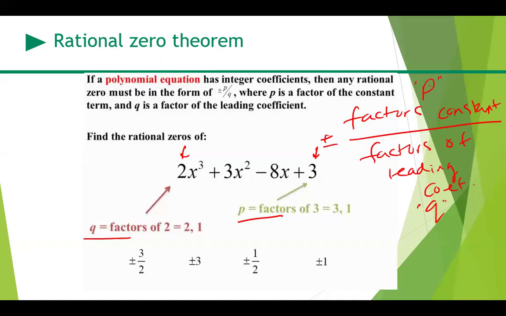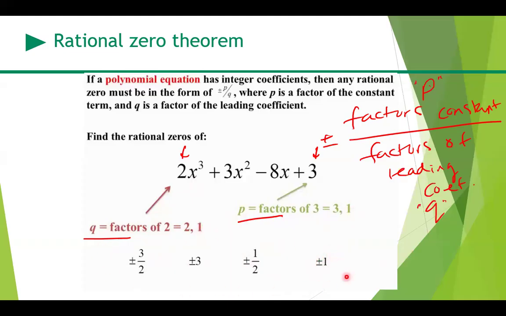So for example, if I have 2x to the third plus 3x squared minus 8x plus 3. The factors of 3 are 3 and 1. The factors of 2 are 2 and 1. So all my possible combinations of 3 over 1 and 3 over 2 are my possible outcomes. So we would have 3 divided by 2, plus or minus; 3 divided by 1, plus or minus; 1 divided by 2, plus or minus; 1 divided by 1, plus or minus.